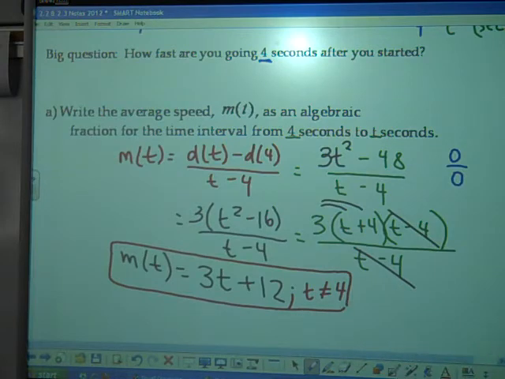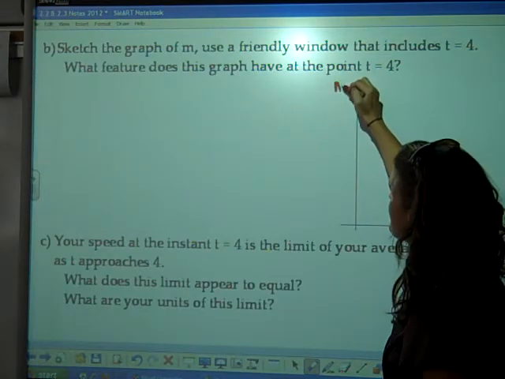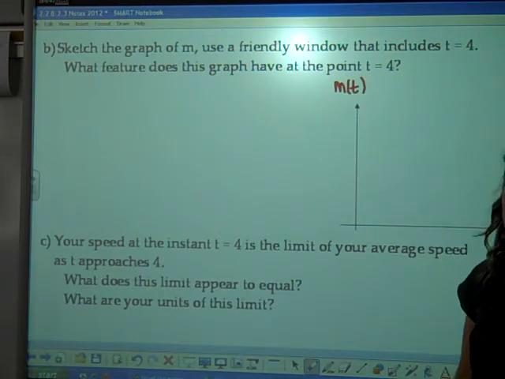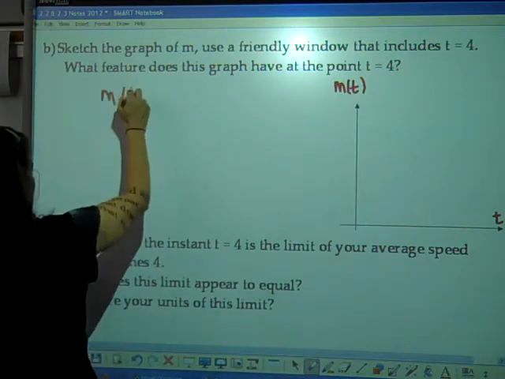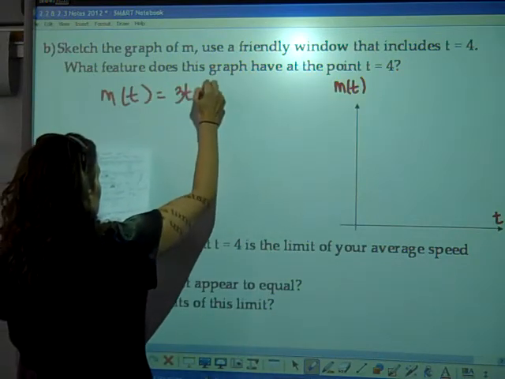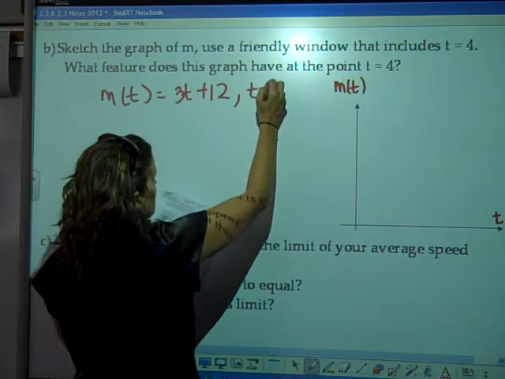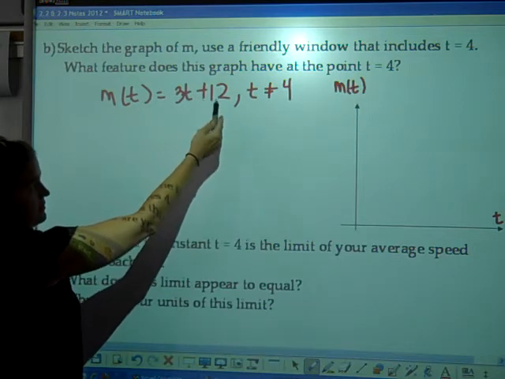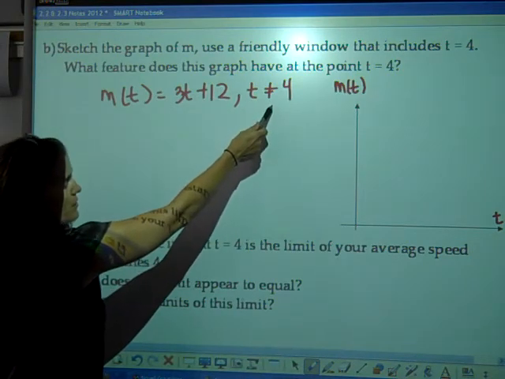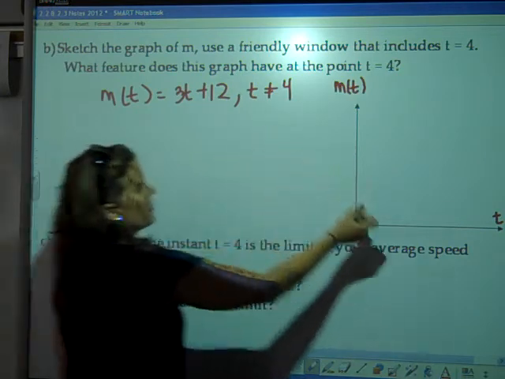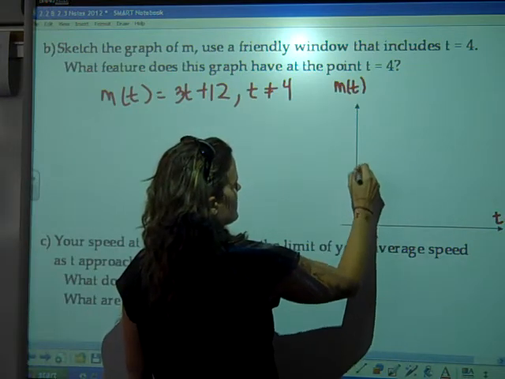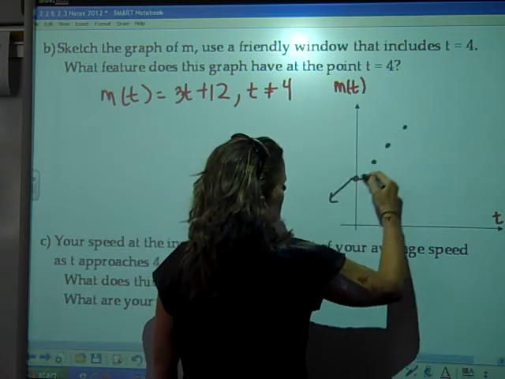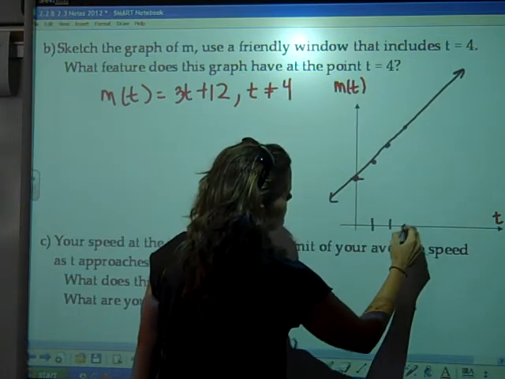Okay, so then for part B, it's saying that we want to see a sketch of what m of t would look like. Make sure we include that point of 4. Well, if m of t is a nice linear equation, m of t was 3t plus 12, as long as t didn't equal 4, realize we'll just have a nice linear equation, a nice line, but at 4 we're going to have a hole. So I'm going to go ahead and just roughly sketch this. I'm going to start here at 12. I'm going to go up 3 to the right 1, up 3 to the right 1, up 3 to the right 1, and we have something along these lines. 1, 2, 3.